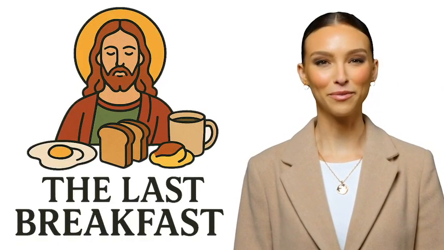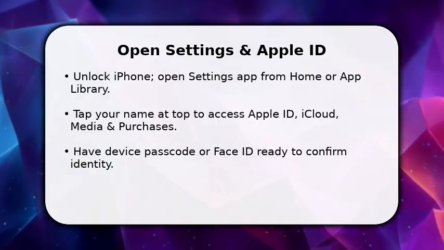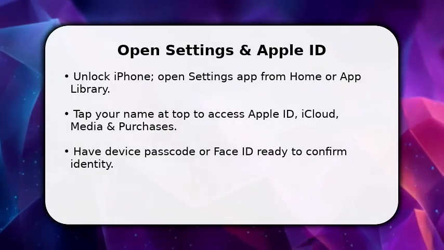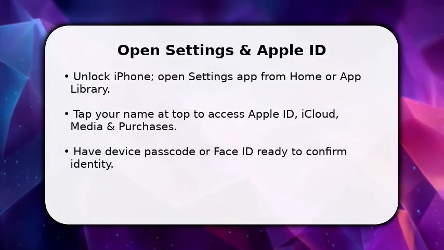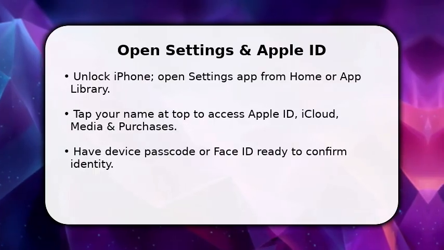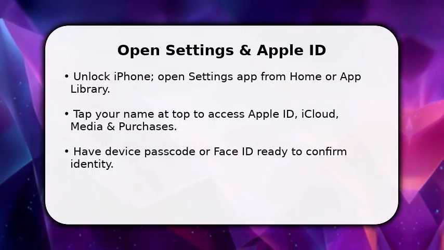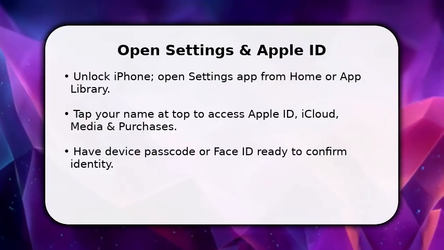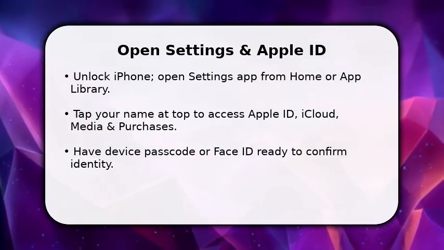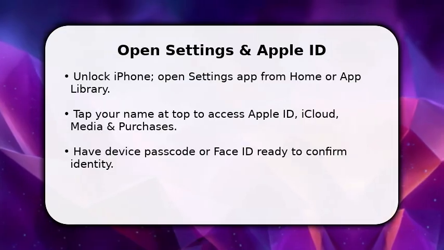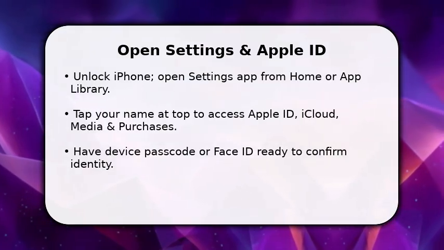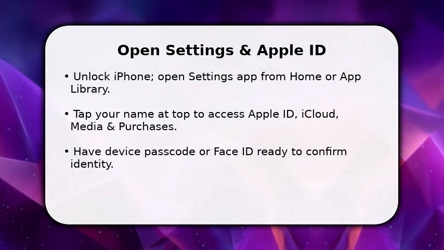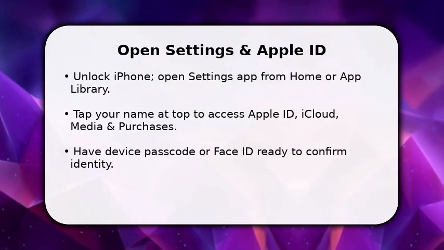Please enjoy the video. You start by unlocking the device and opening settings. Tap the banner with your name at the top to reach Apple ID controls. You need the device passcode or Face ID ready because Apple protects password access with biometrics or passcode. Once done, you'll see sections like Password and Security and iCloud. These are where password and recovery options live.